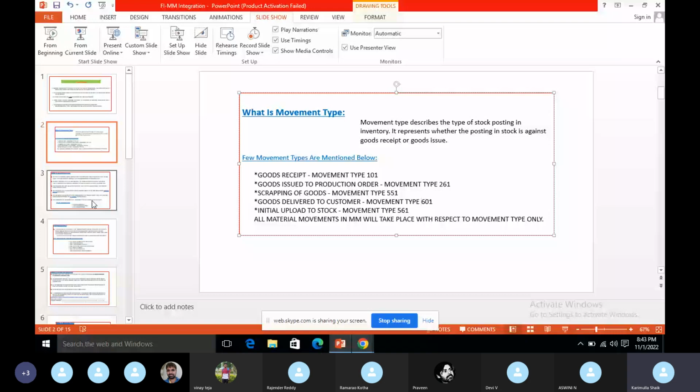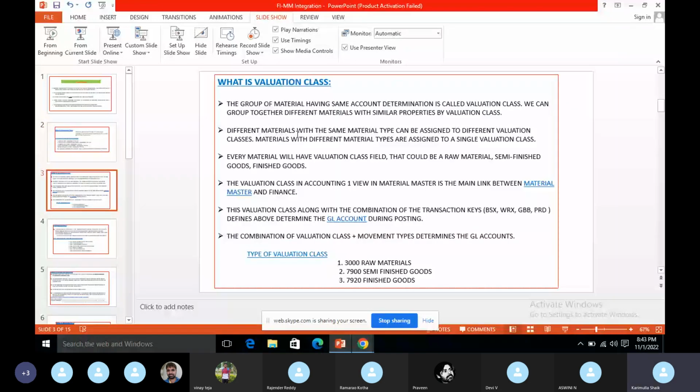Coming to valuation class, the group of materials having the same account determination is called valuation class. We can group together different materials with similar properties by valuation class. Different materials with the same material type can be assigned to different valuation classes, and materials with different material types can be assigned to a single valuation class. Every material will have a valuation class field. That could be a raw material, semi-finished goods, or finished goods.